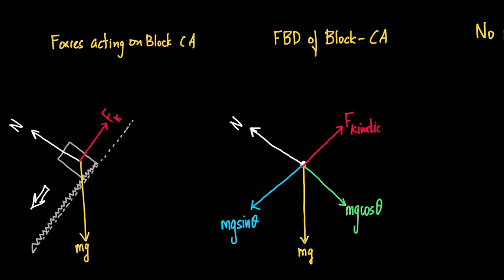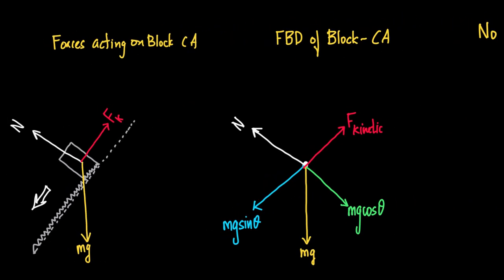Now, if you draw the free body diagram of the block, we can replace this weight by resolving it into two components. One is the horizontal component and the other is the vertical component, which means in the free body diagram you can replace this weight. So now you have four forces: N, mg sine theta, mg cos theta, and F kinetic.